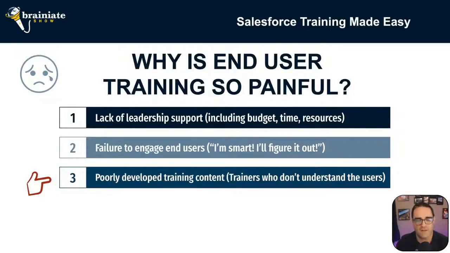That's a horrific situation, because what's going to happen then is the trainer is going to be talking about whatever it is that they think is cool, the shiny new object. They're going to be focusing on the flow that they built or the integration that they built and how cool it works. They're going to be talking about the cool formula fields that they built and the pages with the different page layouts for each record type. Users could not care less about any of those things.